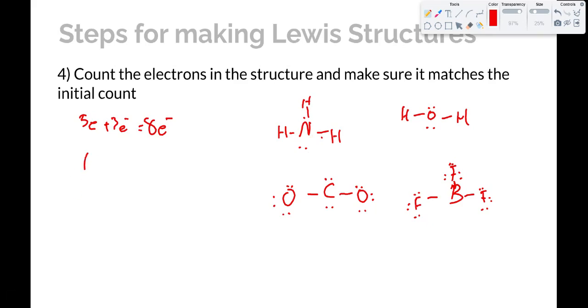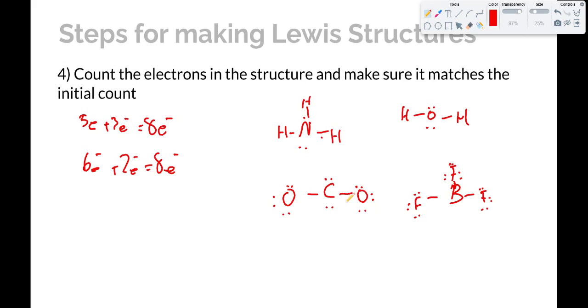Now let's do water. Water is 1 oxygen, that's 6 electrons. 2 hydrogens, that's 2 more electrons, that's 8 electrons. If we do our count, each bond counts for 2, so that's 4 in bonds. Each lone pair is 2 electrons, so that's 4 more. Count is right.